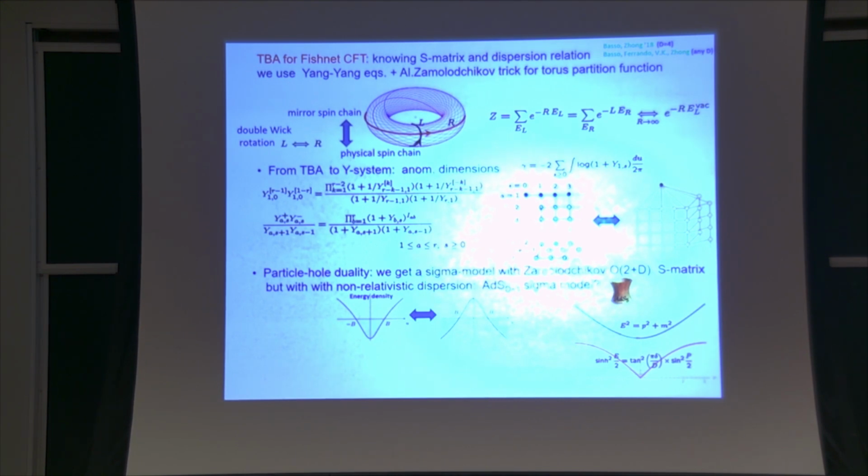So it's the model which looks very much like Zamolodchikov O(N), but with a different dispersion relation. We can compute, for example, the asymptotics of very large fishnet graphs at any d, or rather reproduce the formula of Zamolodchikov. Okay, so that's the end of the story.